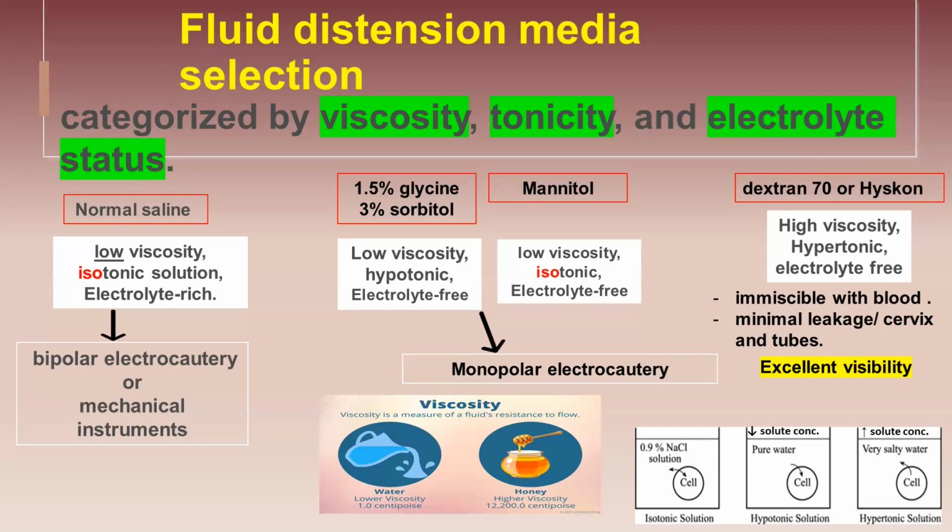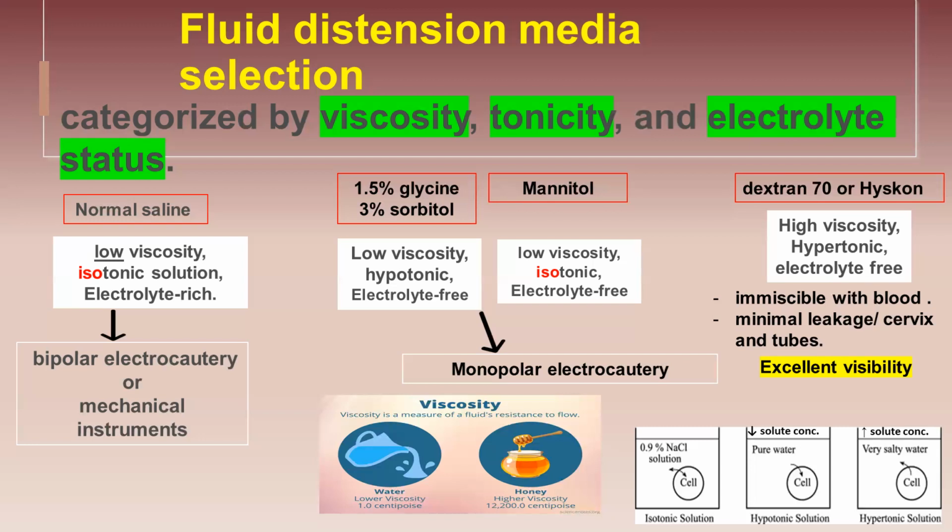We have some examples. We have saline, which is of low viscosity, isotonic, and electrolyte rich. So it can be used for energy of bipolar diathermy, cannot be used for monopolar because of its electrolyte content, and also can be used for mechanical instrumentation like using scissors or grasping forceps. While some other solutions are electrolyte-free, like glycine and sorbitol, they are of low viscosity, hypotonic, and electrolyte-free. Mannitol also, but isotonic, and dextran, which is high viscosity, hypertonic, and electrolyte-free.